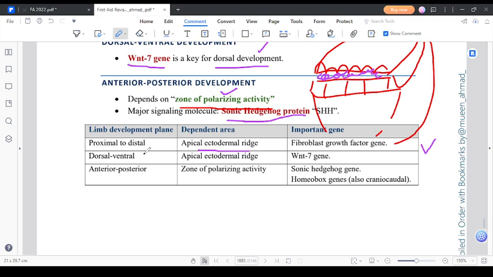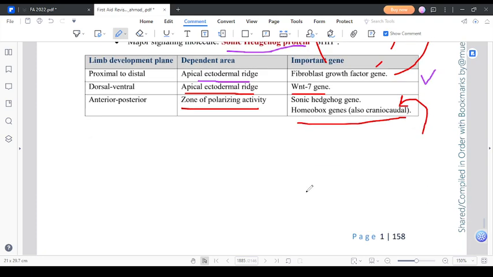So for the dorsal to ventral, it is also dependent on the apical ectodermal ridge, and the WNT7 gene is playing a role in that. And for the anterior to posterior axis of limb development, the zone of polarizing activity is the dependent area, and the sonic hedgehog gene and the homeobox gene, also called the craniocaudal gene, will play their role.